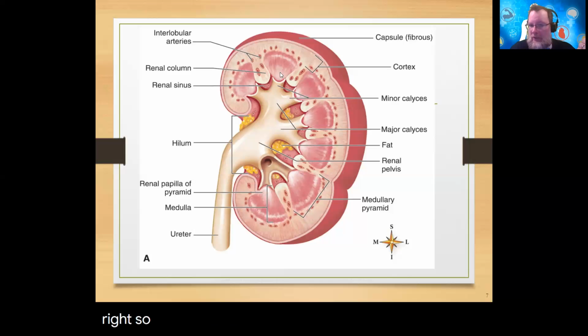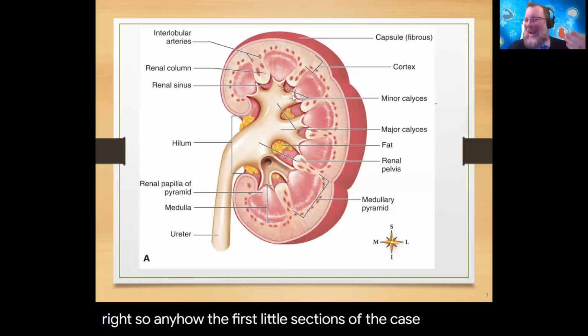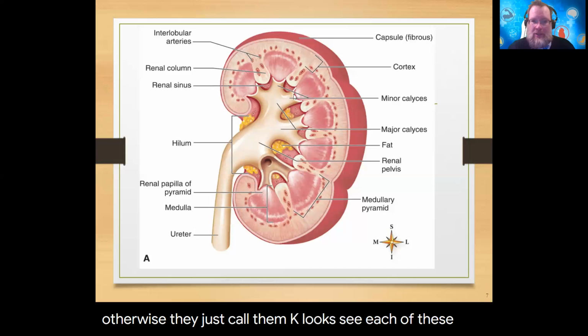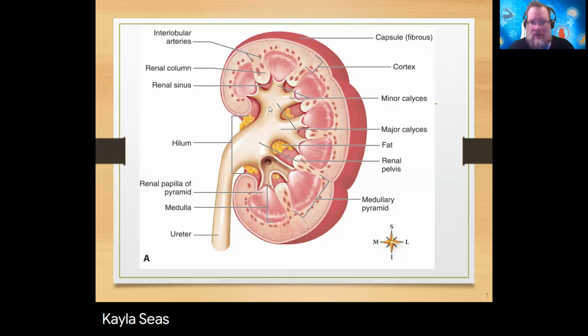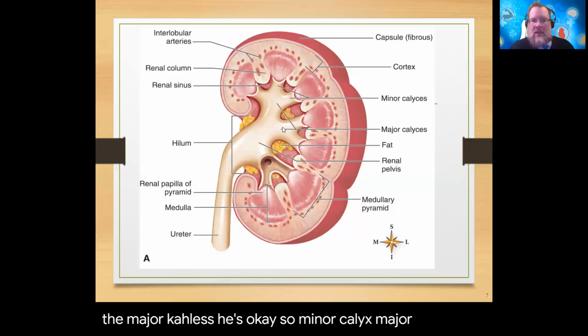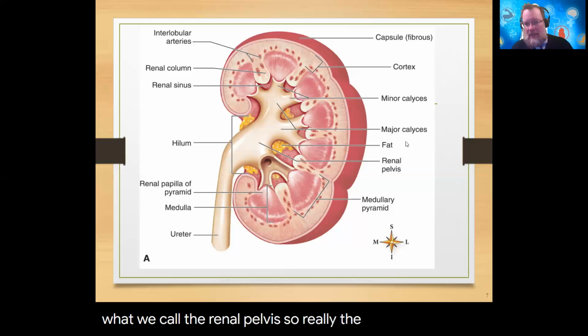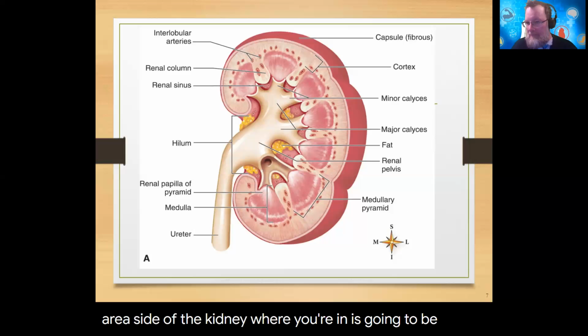So if we have minor calyces, we must have major calyces. Otherwise, they just call them calyx or calyces. We see each of these pyramids dumping into a minor calyx, and then these minor calyces all taper together and form what we call the major calyces. Okay, so minor calyx, major calyx. And then finally, we dump all of that urine into what we call the renal pelvis. So really the renal pelvis is the last area inside of the kidney where urine is going to be collected.